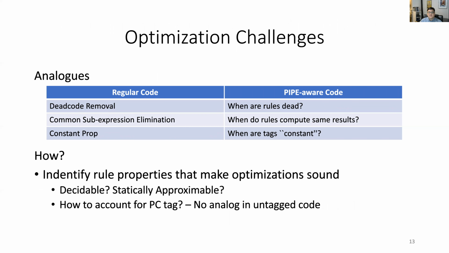Optimizations rely on analyses that tell us when code can be changed without changing program semantics. We need to be able to answer similar questions for rule semantics. For example, you need to understand when tag rules are dead in order to do PIPE-aware dead code elimination. One way to do this is to characterize useful properties of rules that tell us just enough to enable sound optimizations. Mostly, we want these rules to be easy to decide, or at least statically approximable. They would also have to account for the PC tag if there's no analog for that in untagged code. Our longer presentation and paper contain many more details and answer many more of these types of questions.